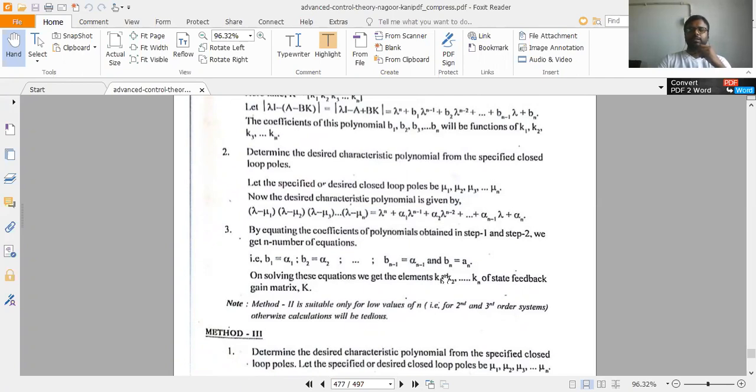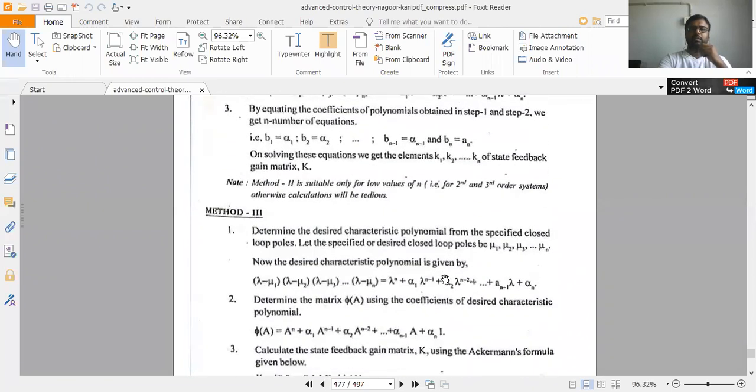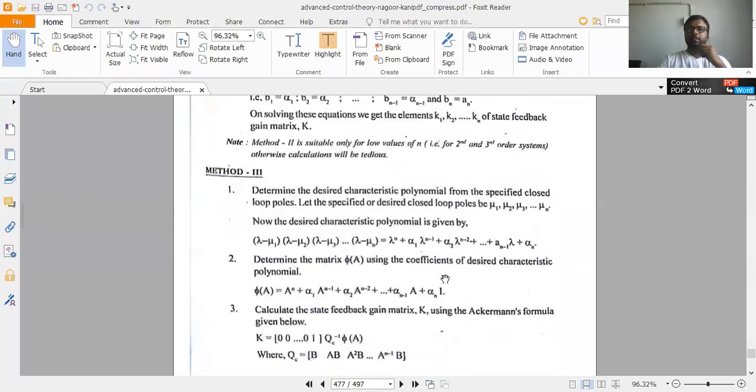Okay, so these are the points to be noted to determine the state feedback gain matrix with respect to method 2, the second method. Now let us discuss the third method. This third method is the second topic of our sixth unit, that is Ackermann's formula. So let us discuss this third method, which is used for the calculation of state feedback.